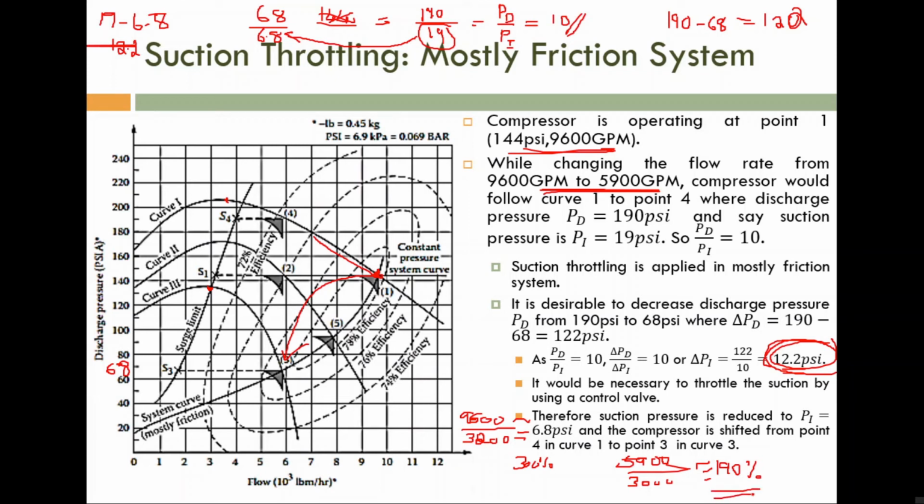So please note, the mostly friction system is relatively more stable compared to the constant pressure system if you are throttling the suction line. Please keep this point in mind.